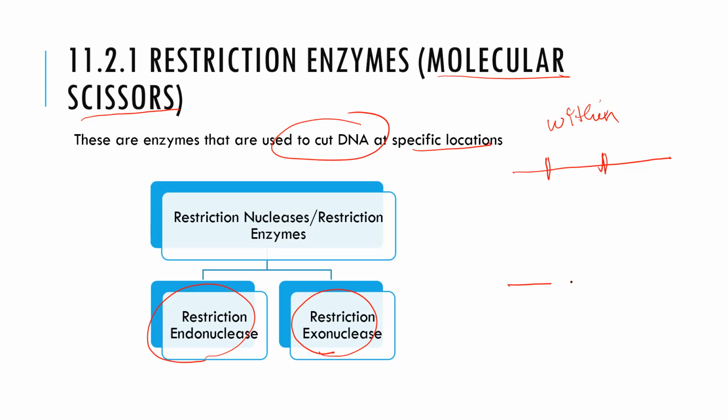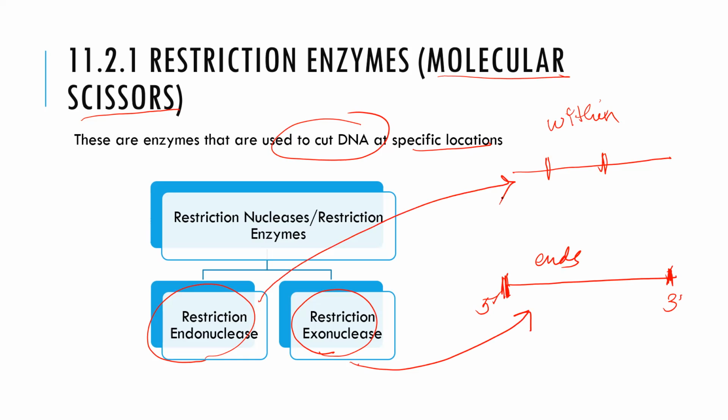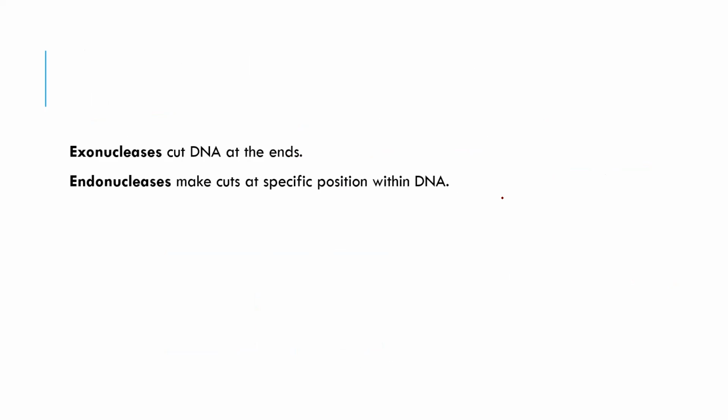And restriction exonuclease will cut the DNA at the end of the DNA region. So basically from 5 prime to 3 prime region, it will cut at the 5 prime end or it will cut at the 3 prime end. So it will cut at the ends. Restriction exonuclease cuts at the end. Restriction endonuclease cuts within the DNA region. So exonucleases cut DNA at the ends. An endonuclease makes cuts at specific positions within the DNA.